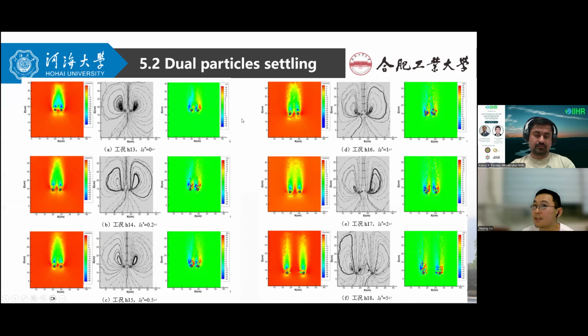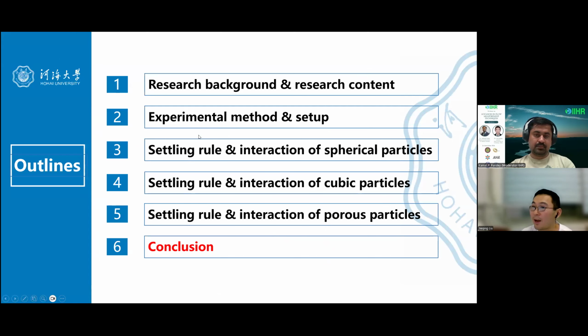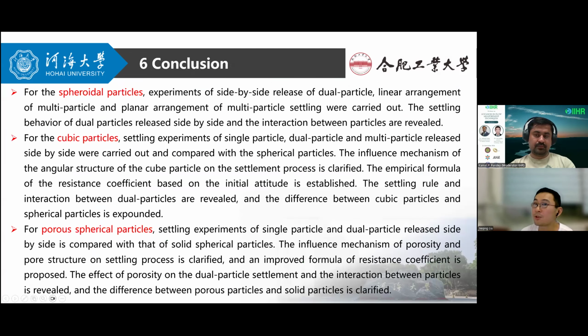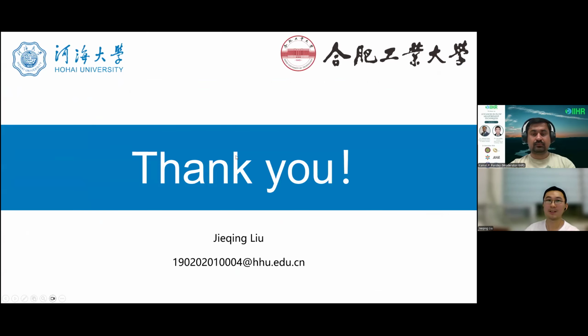This is the flow field around the porous particles. Then this is the conclusion. You can just see it. Okay, thank you. This is all my presentation.